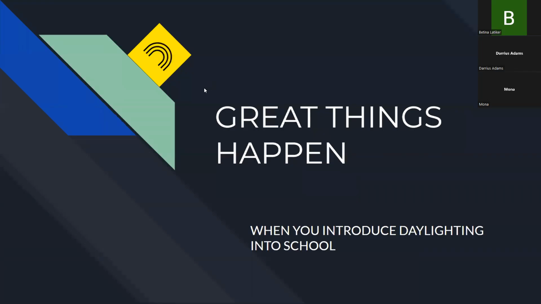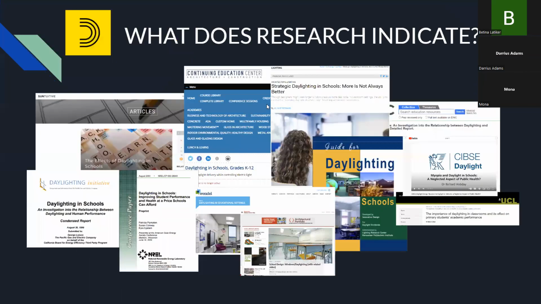Daylight in schools. What is daylight in the built environment? Natural light comes from windows and skylights. Artificial light is provided by electrical lighting. Studies have been conducted from different school districts by obtaining performance data and looking for correlations with the amount of daylight provided by classroom environment.